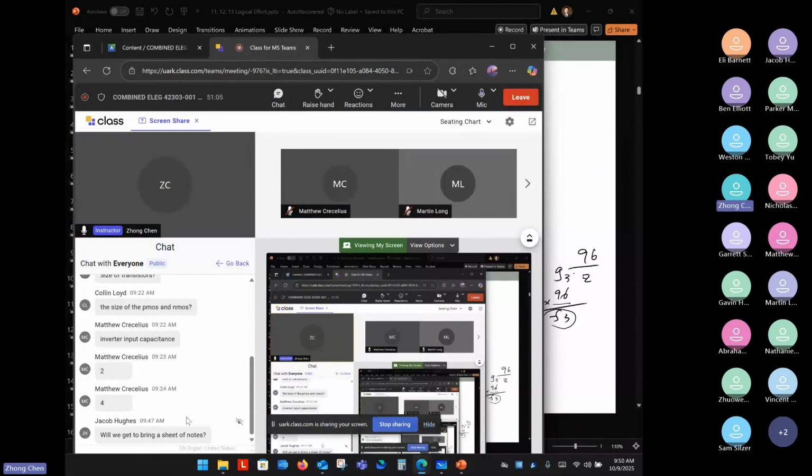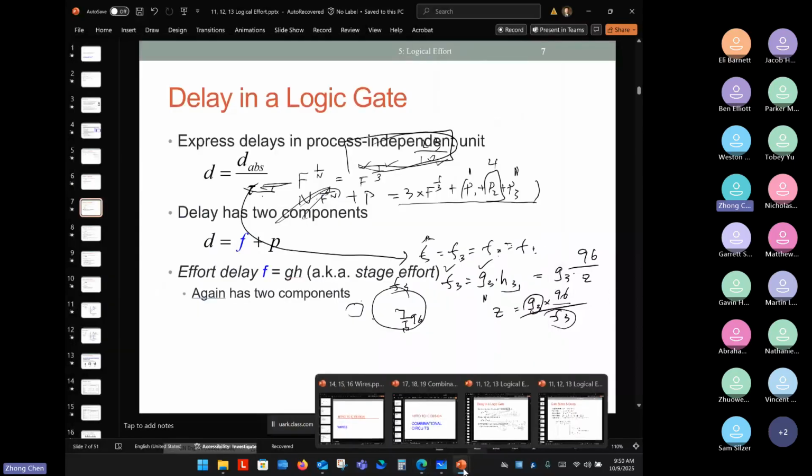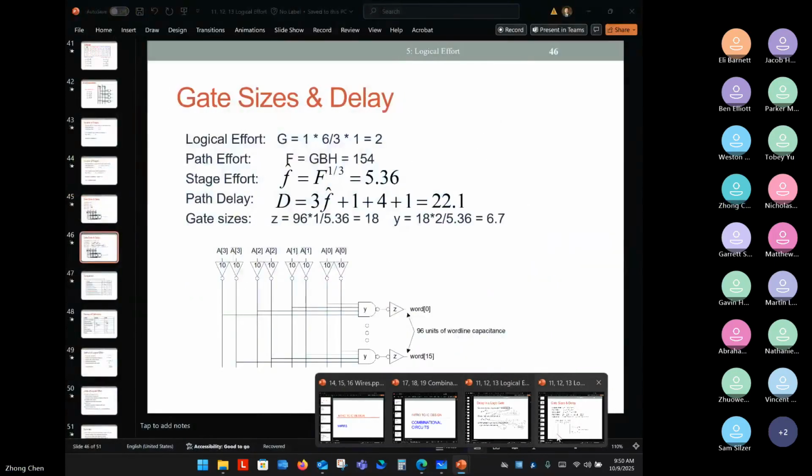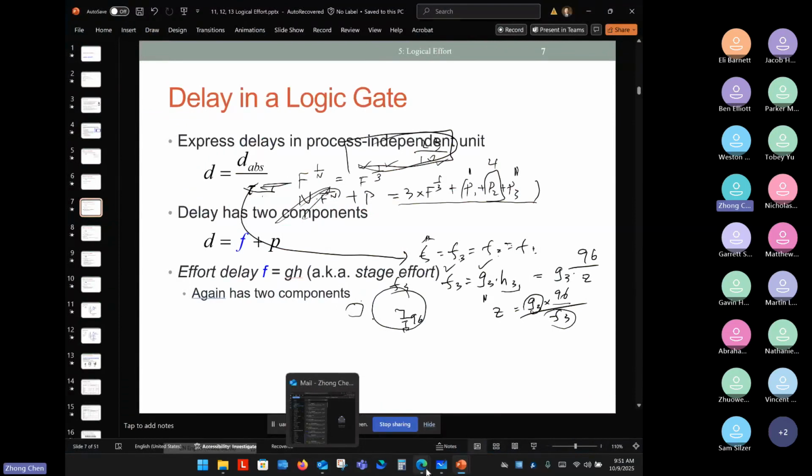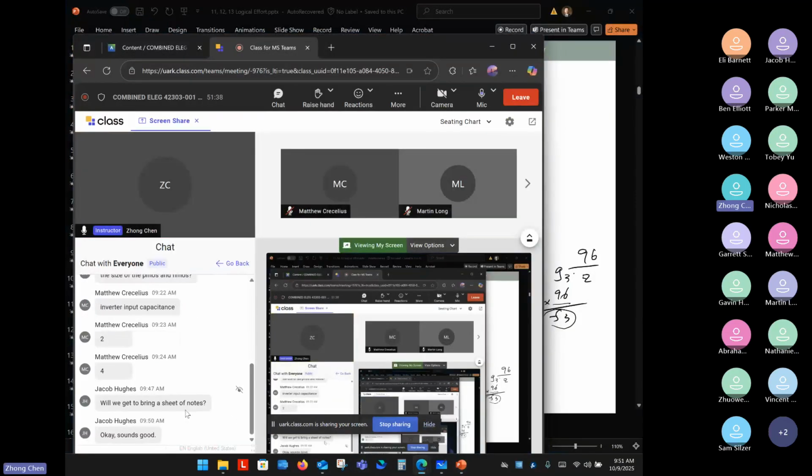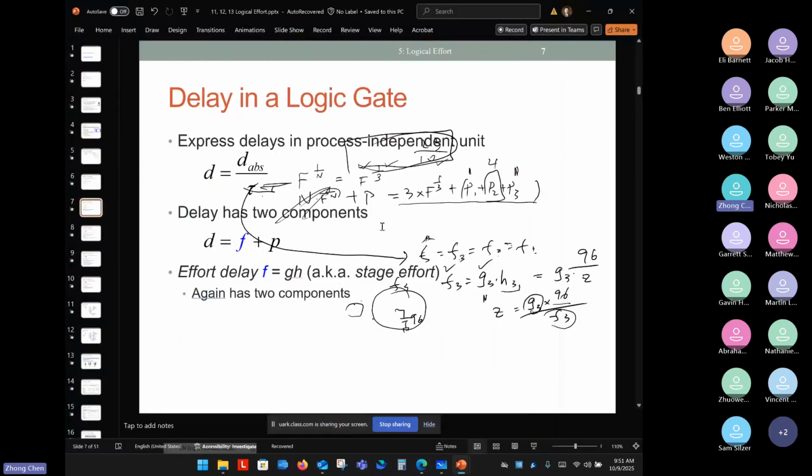The logical effort and the parasitic delay, as I said, I expect that you will derive those equations by yourself. I may provide it as a reference to you. Some of the equations here, I may provide as well. You don't have to memorize those equations, and you don't have to bring a sheet of notes. It's not allowed, let me make it clear. No cheat sheet is allowed. You can still type in the message here if you have more questions, and I will come back and answer that.